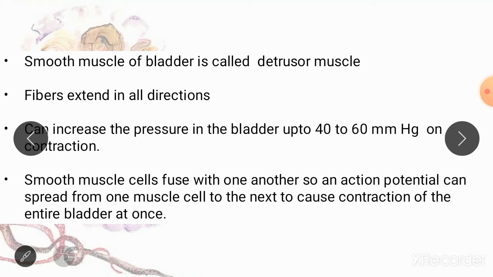The bladder is made up of smooth muscles. You must remember that the bladder is made up of smooth muscles. That is why it is under the control of the autonomic nervous system. And these muscles have a special name. They are known as detrusor muscles. And these muscle cells extend in all directions.